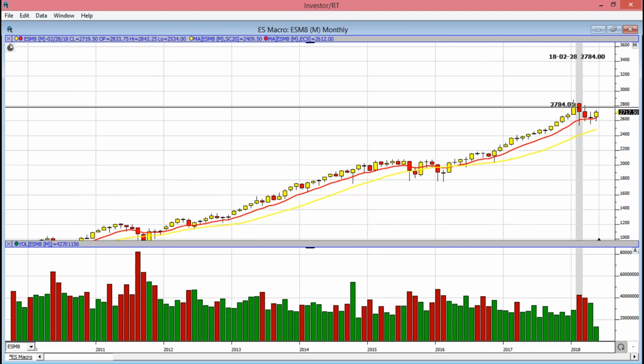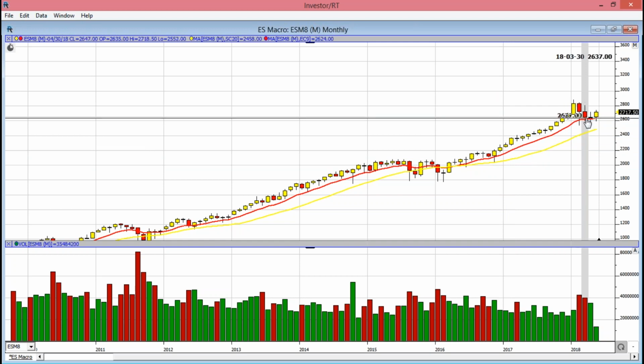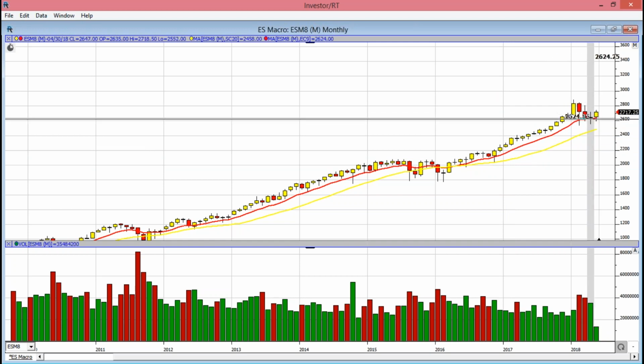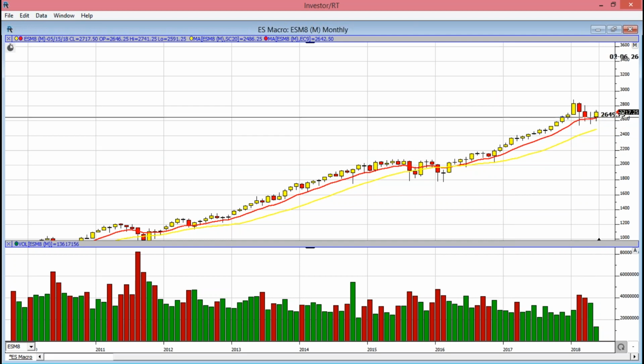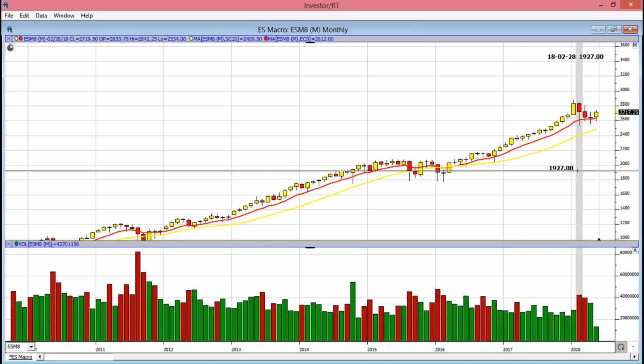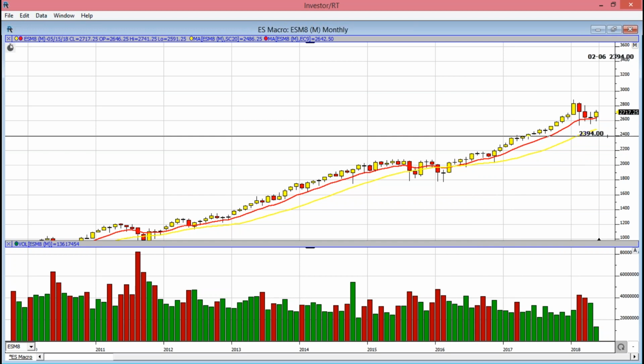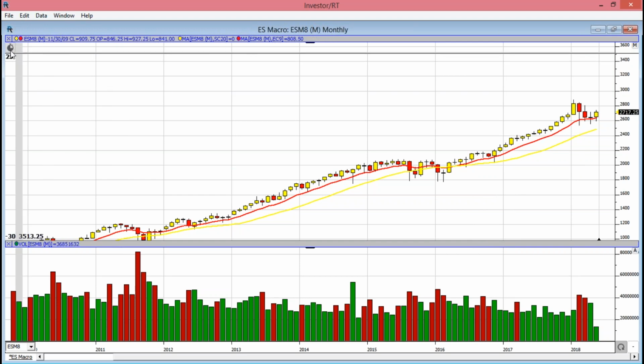14 months of one-time framing up was violated in February, and in March, April, and May, we've been challenging the 9 EMA, but we're holding above it. The 9 is not violated until we get down into the 2643 area. So there's lots of room for us to come down and not even challenge the upward trend that we're still seeing in the monthly.